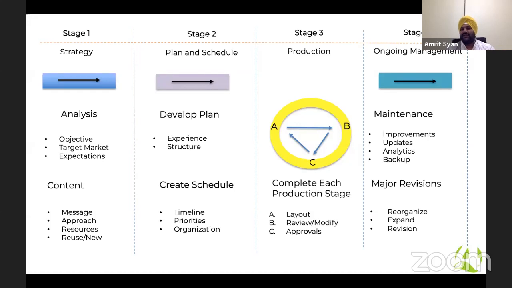Then comes your production, where you complete each production stage: purchase your designs, then comes your back end, then your front end, then your database, then your business layer, then your marketing layer. Do all levels of production properly, lay out everything, do a review. If you want to change something, if there is a bottleneck somewhere, that is slowing the work down, change that right away.